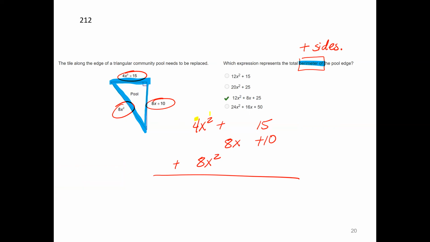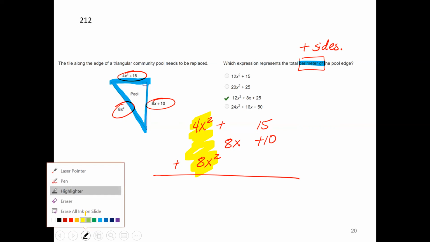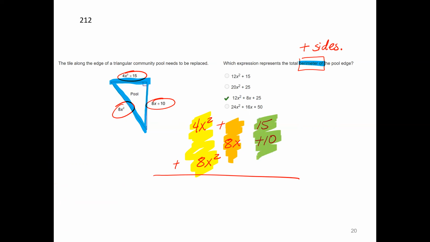So the first one you have is the x squared that I'm highlighting in yellow. And then you guys have the x's in orange. And then you have the numbers in green. You just add them up. 12x squared, 8x, and 15 and 10 adds to 25. And that is it. So this is actually not difficult. This is adding and subtracting polynomials, which is one heck of a lot easier than multiplying polynomials. So if you could do multiplying polynomials, like factoring and all that stuff, this should be pretty easy.